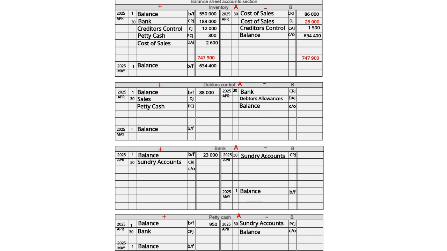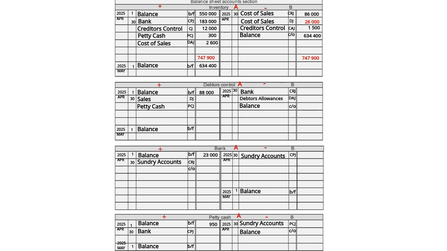Our next ledger account is our debtors control account. Our debtors control is an asset, plus minus. Again, by now this theory work you should know and understand. Because it's an asset, our opening balance will be on the debit side. Then you will also have your DJ sales and your petty cash journal petty cash. And on the credit side, you'll have your bank CRJ, debtors allowances DAJ, and your balance carried over.